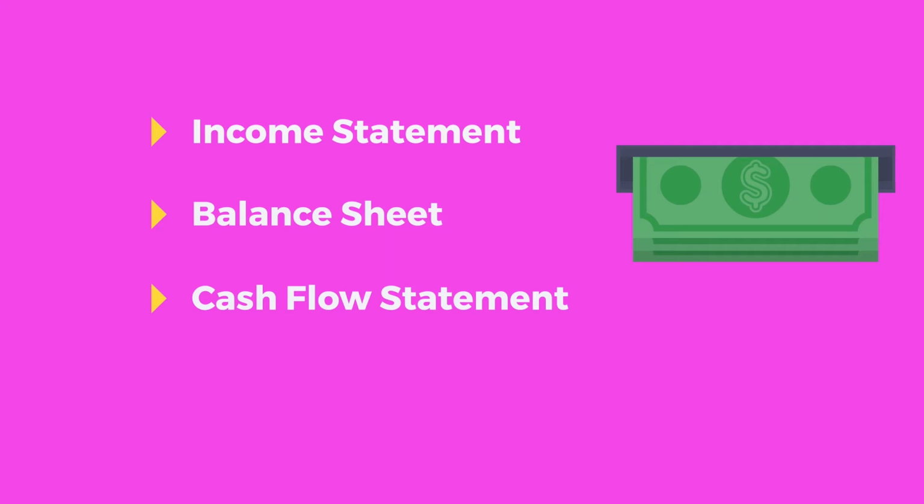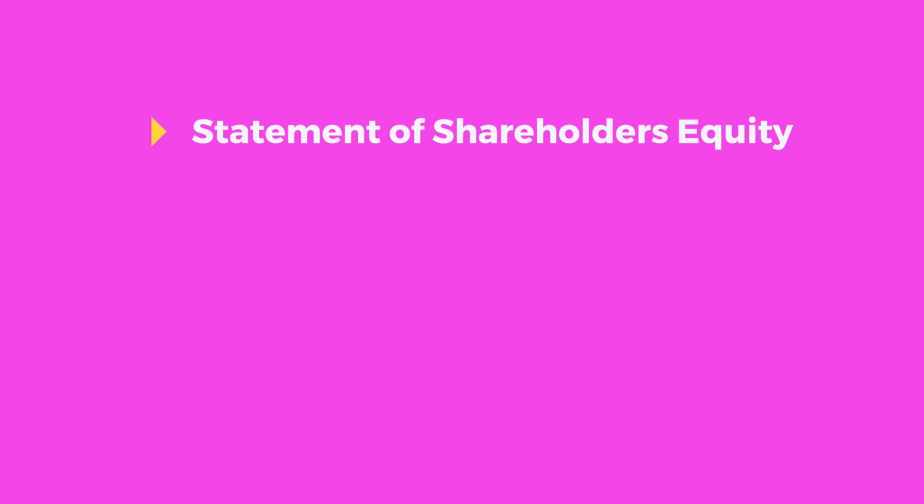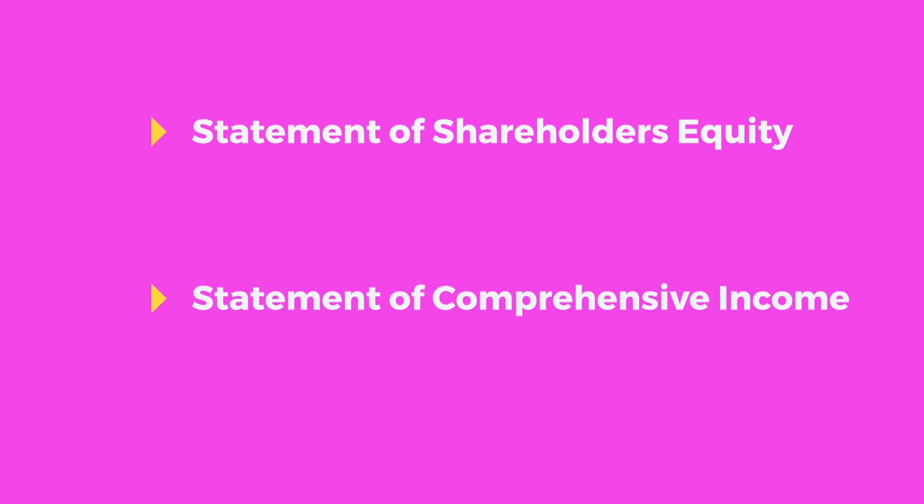So in Item 8, you're also going to find 2 additional financial statements, which are the statement of shareholders' equity and the statement of comprehensive income. So the statement of shareholders' equity zooms in on all the line items that collectively make up the shareholders' equity section of the balance sheet, such as the preferred and common stock, retained earnings, treasury stock, or stock buybacks, and other comprehensive income.